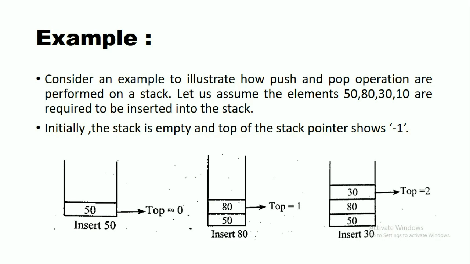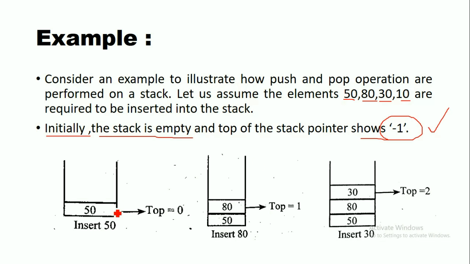Now we will go for an example. Consider an example to illustrate how push and pop operations are performed on a stack. Let us assume that the elements 50, 80, 30, 10 are required to be inserted into the stack. Initially the stack is empty, and the top of the stack pointer shows -1. Here it is a very important point: when the stack is empty, the stack pointer value is -1.